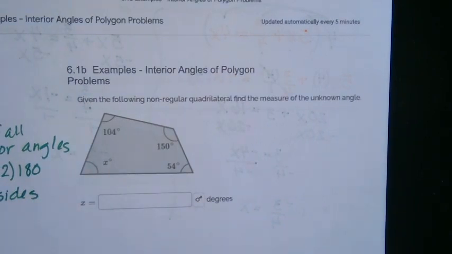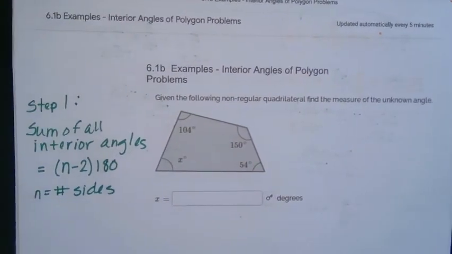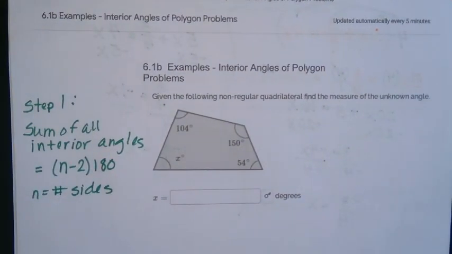Sometimes what happens here is, as you start to do these, you're going to remember certain ones. You might remember that a triangle is 180. You might remember that a quadrilateral, or 4 sides, is 360. And you may not have to go through this work. But if you don't know what the sum of the angles are, then you go through and do it. Okay?